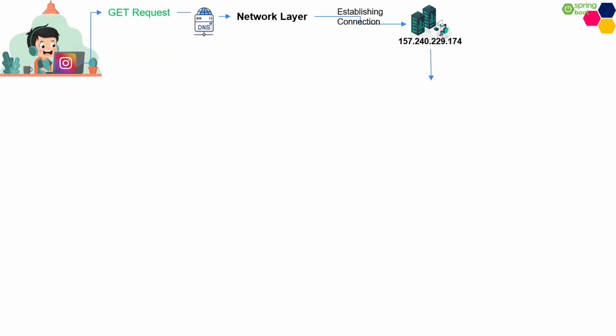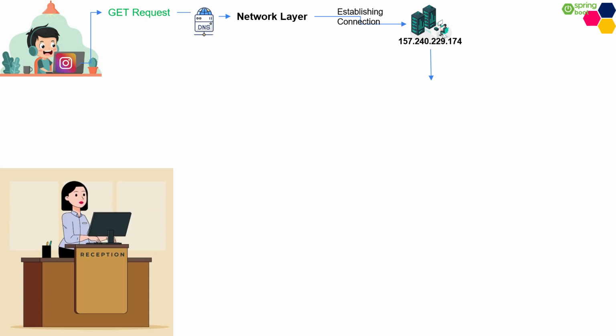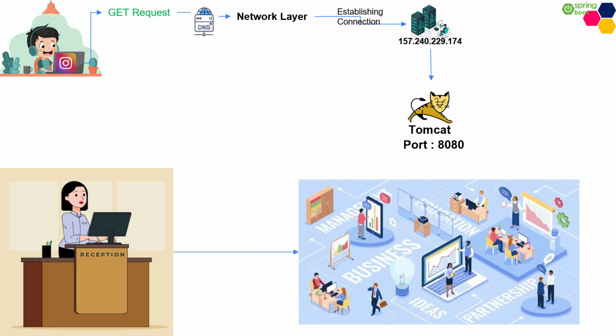Alright, so the request finally makes it to the server. Now what? It's like arriving at a company's front desk. Spring Boot has a receptionist waiting there. That's Tomcat, the embedded servlet container, usually hanging out on port 8080. Tomcat picks up the request and says, "Okay, you're here for this service," and sends it to the right servlet, kind of like sending you to the right department in an office. That servlet is ready to process the request and get things moving.